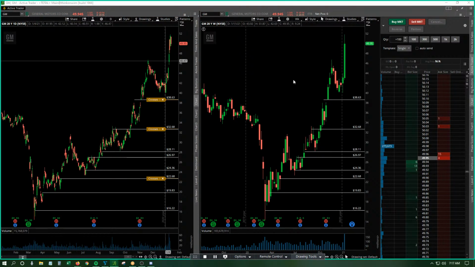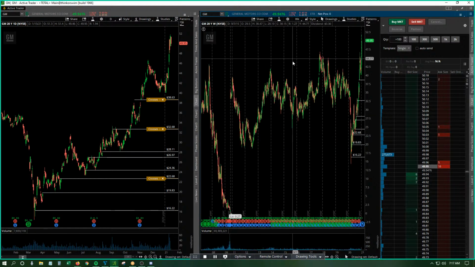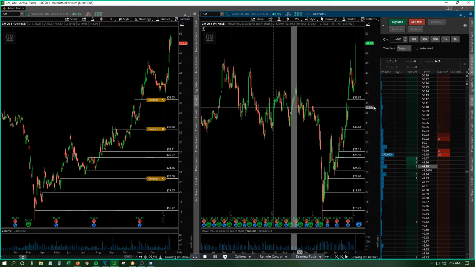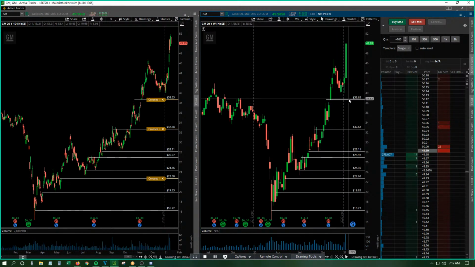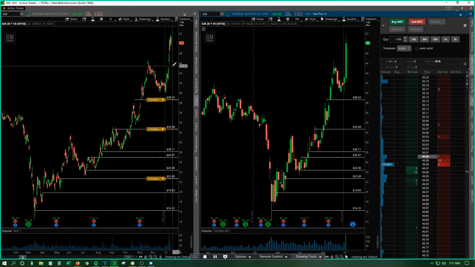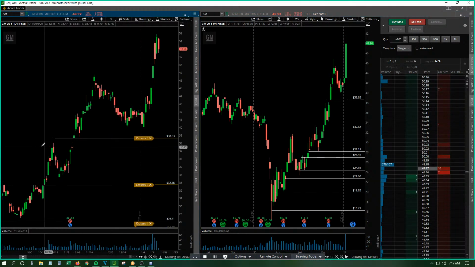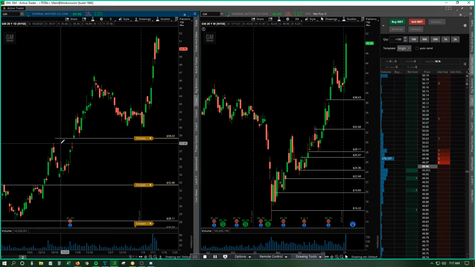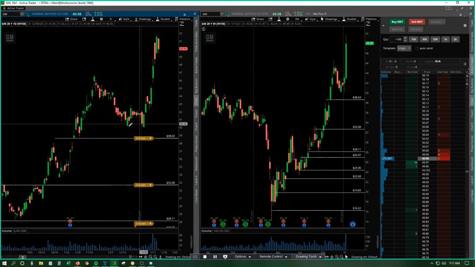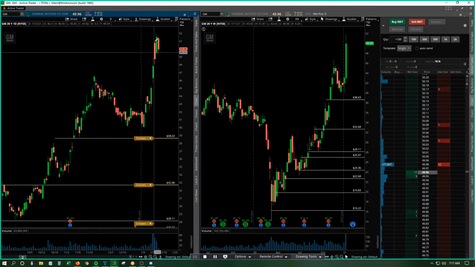GM, same thing. Strong move up. Took out its IPO high. Would like to see this thing pull back. Never filled this gap down at 38. That's what we were waiting for. Held that gap up and moved up.